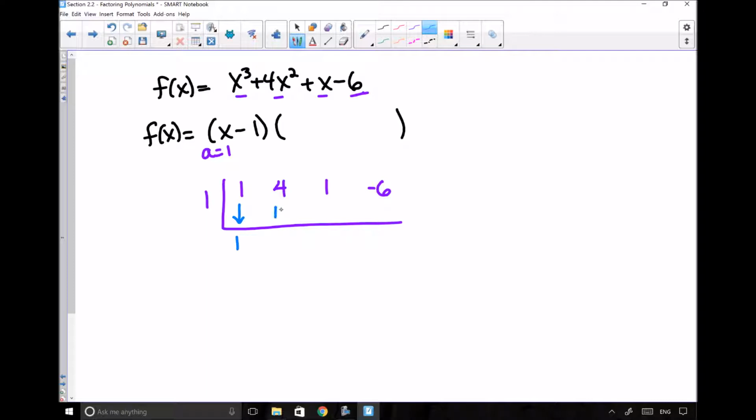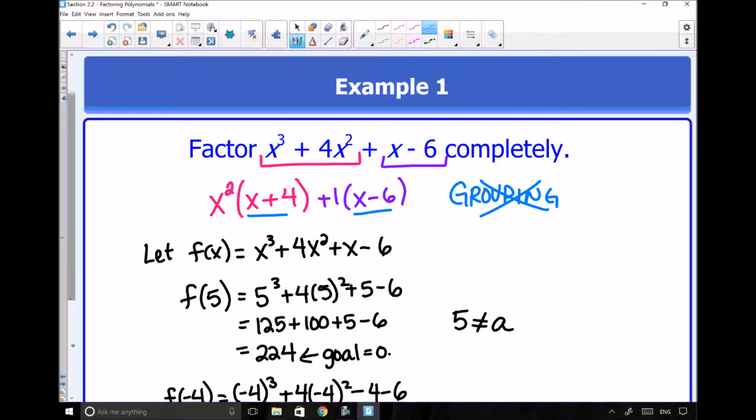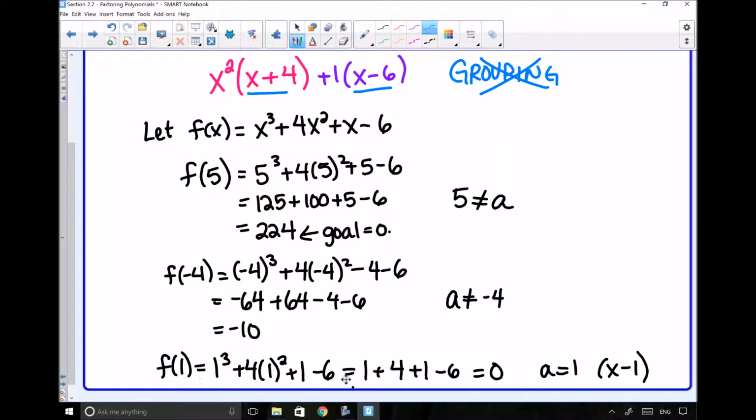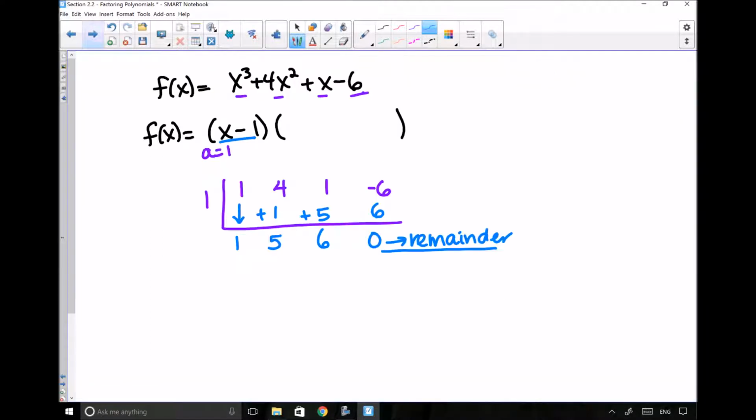1 times 1 is 1. Add these together, 4 plus 1 is 5. 5 times 1 is 5. Add these together, I get 6. 6 times 1 is 6. Negative 6 plus 6 is 0. We have a remainder of 0. We know for a fact that x minus 1 right here is a factor, and this remainder of 0 should be no surprise because our factor theorem told us that if we plug in an a value that would give us a factor, then we should get a remainder of 0.